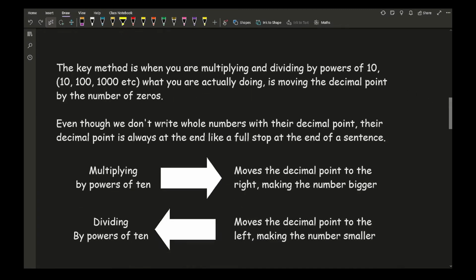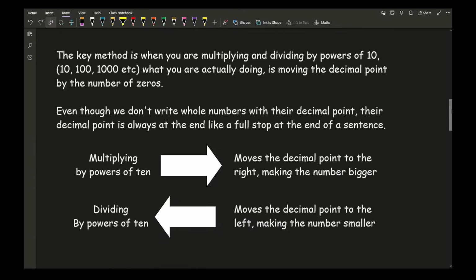Now, a much better method of multiplying and dividing by 1,000 is remembering the following. So the key method is when you are multiplying and dividing by powers of 10, so 10, 100, 1,000, etc., what you're actually doing is moving the decimal point by the number of zeros. So even though we don't write whole numbers with their decimal point, it's always at the end, like a full stop at the end of a sentence. So for example, if I had the number 23, then I don't add the decimal point, but the decimal point is right at the end. If I had 173, then the decimal point would go at the end.